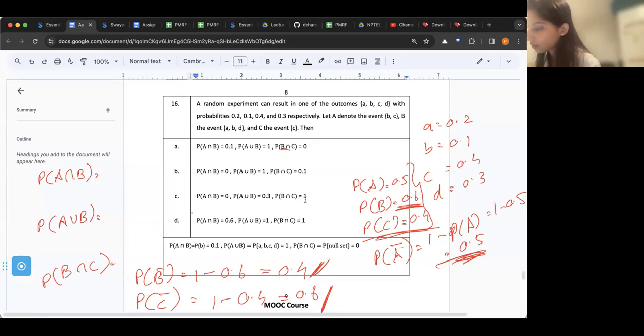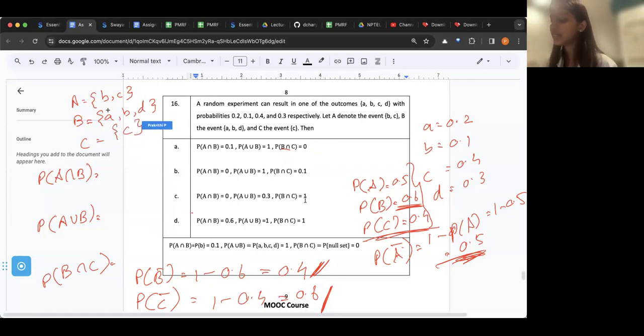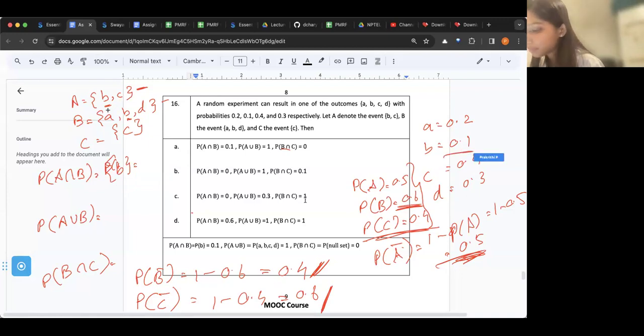So, what is A again? A is equal to B, C. B is equal to A, B, and D. C is equal to C. Now, what is A intersection B? What are the common elements between A and B? Only B is common. So A intersection B is just B. And what is the probability of this B? It is 0.1. So probability of A intersection B is 0.1.